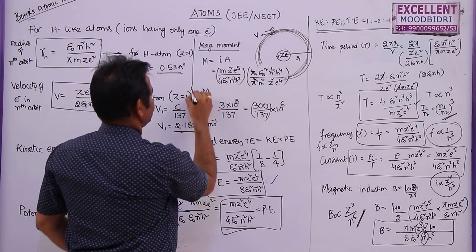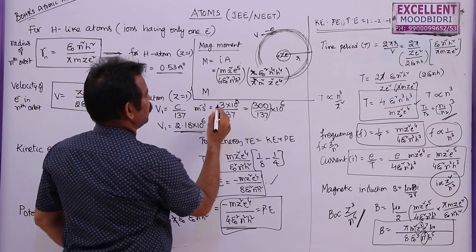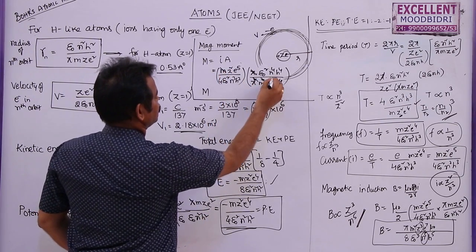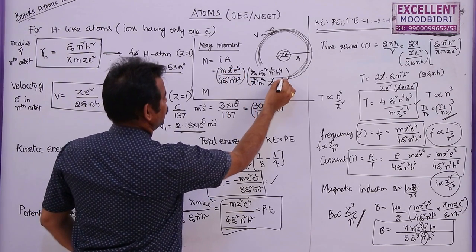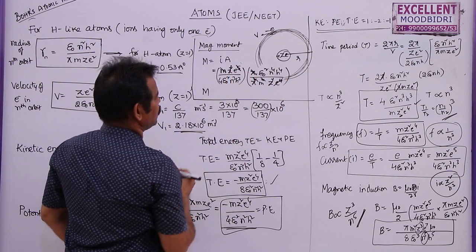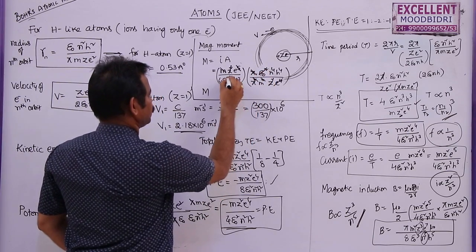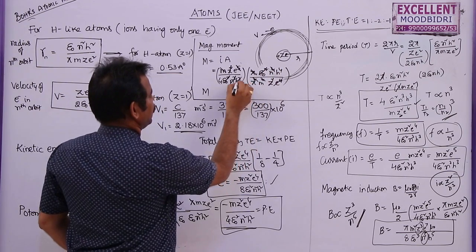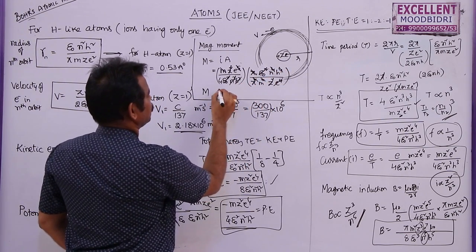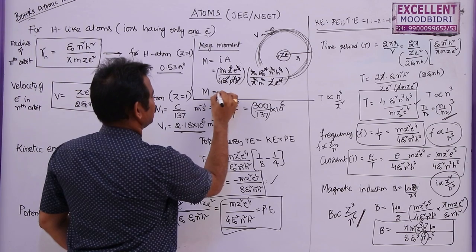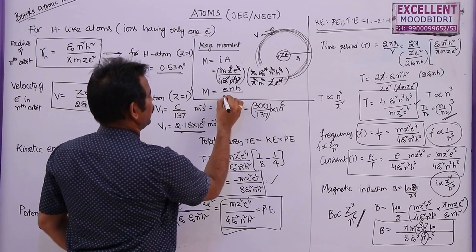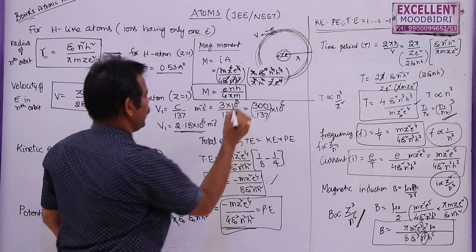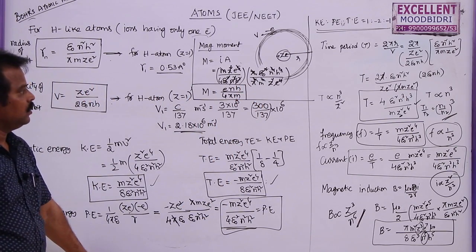So magnetic moment is given by, in this equation, what are the values that can be cancelled? M and m get cancelled here. This z square and z square get cancelled. E power 4 and e power 4, this e gets cancelled. Epsilon naught square will get cancelled. Now n cube and n square get cancelled. H cube and h get cancelled. This will be e n h by 4 pi m. So this is the magnetic moment of this orbit here.